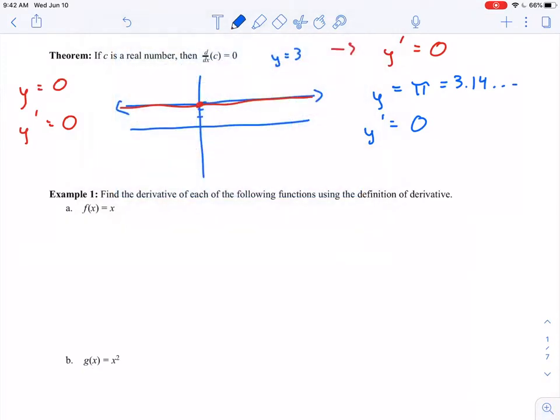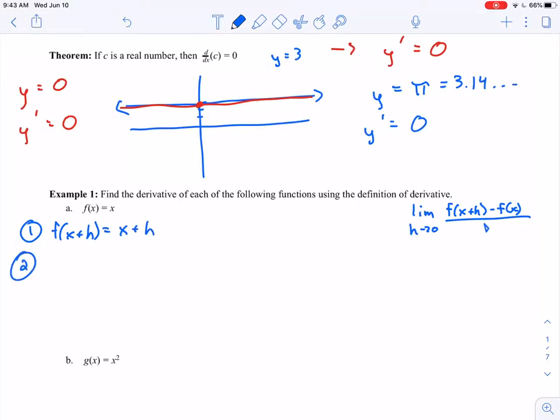So if I start with f of x, remember we're using the limit definition here, so we will be using limit as h approaches 0, f of x plus h minus f of x divided by h. I'm going to speed through this process pretty quick here. So first, step 1, f of x plus h. This is kind of silly to think about because it's just x plus h. I can't do anything with that.